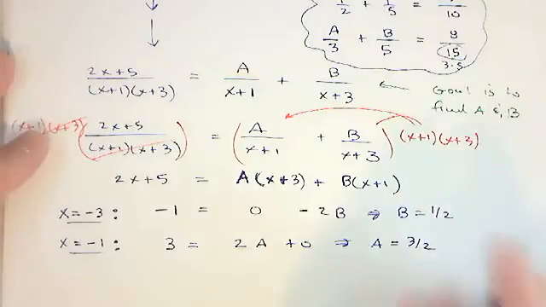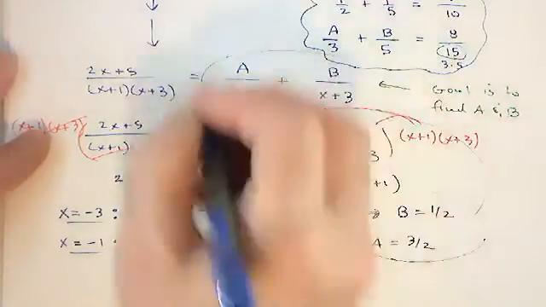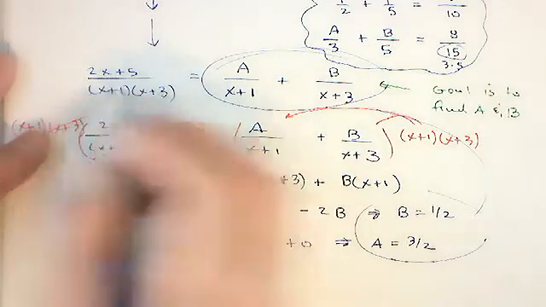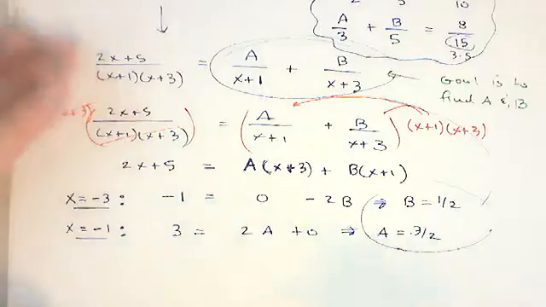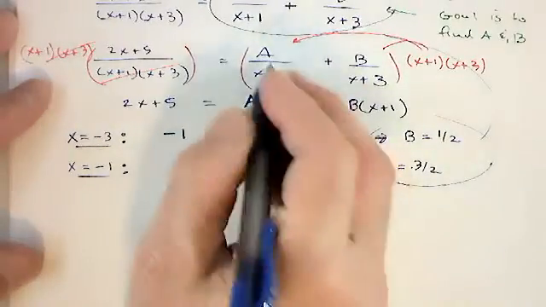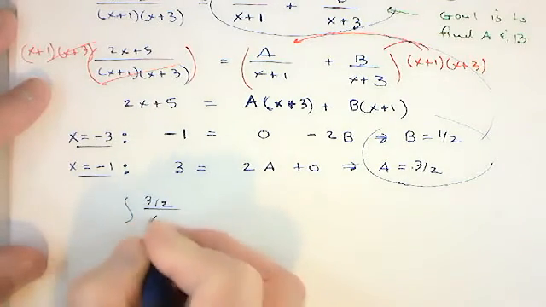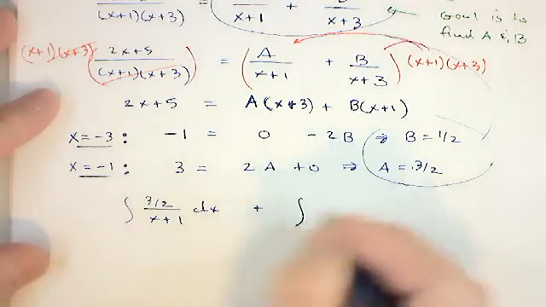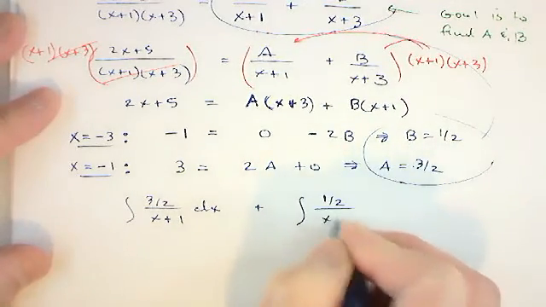So all of this was so that we could find these values, and now we're going to plug them in, and integrate these two fractions, because that was the same as our original integral, with this value of a and this value of b. So we're now integrating a over x plus 1, so that's 3/2 over x plus 1, and we can do these separately or together, plus the integral of 1/2 over x plus 3.